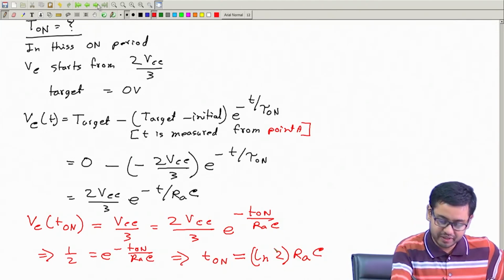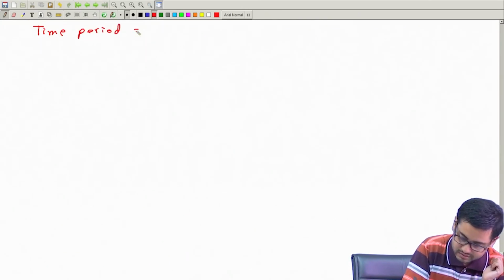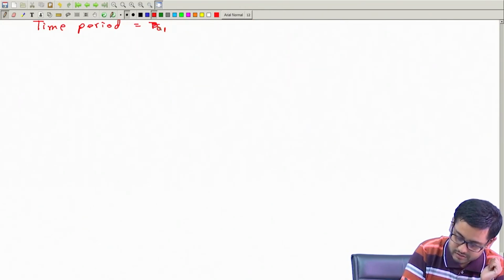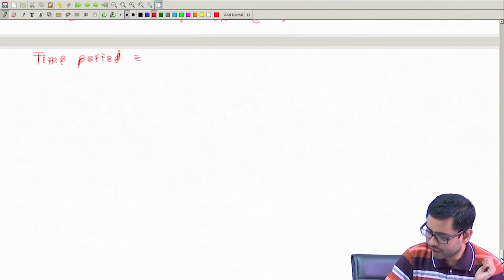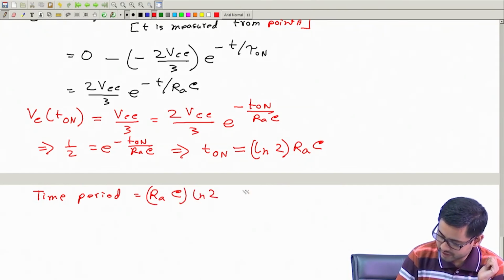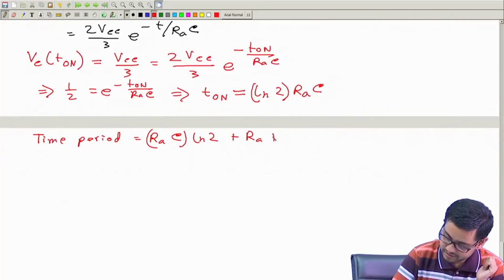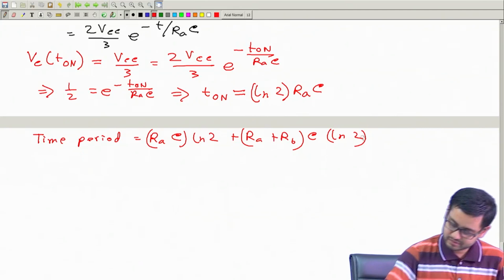Okay. So then the total time period is t on plus t off, and let me put the two values. One of them is RA C multiplied by ln 2, another is (RA plus RB) C multiplied by ln 2, and the frequency is 1 over time period.